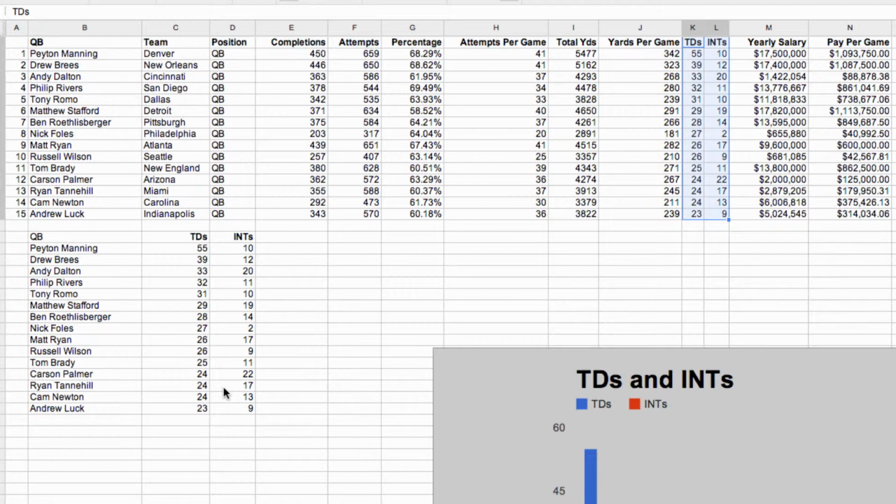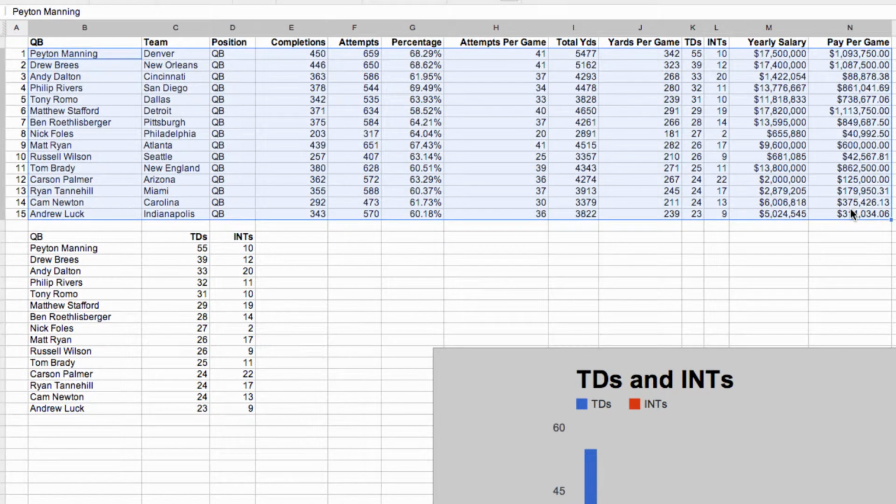So if you don't, you can't make that chart. You can't select all of this stuff and expect Google Spreadsheets to understand what you're trying to chart. Okay, so that's the best way to do this one. At least in my eyes, that is a solution.